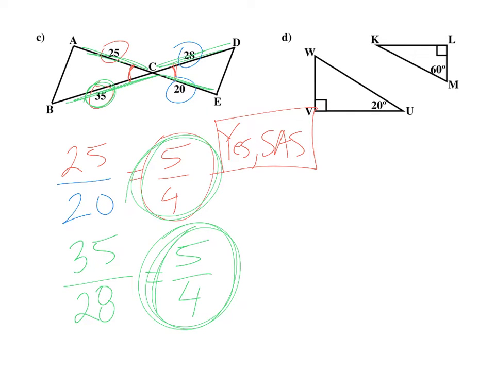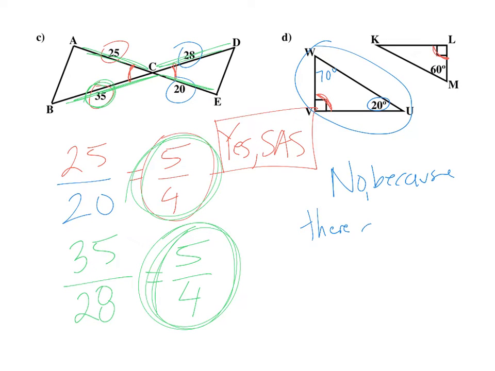Done. All right, for part D, let's see what we have here. I have two triangles. I know that these angles are congruent. That's one pair. All right, well, this is 20 here, so that makes the other angle 70 degrees because they all have to add up to 180. But right away, there's no angle for this triangle that's 60 degrees. So I know right away that no, the triangles are not similar because there are not two pairs of congruent angles.